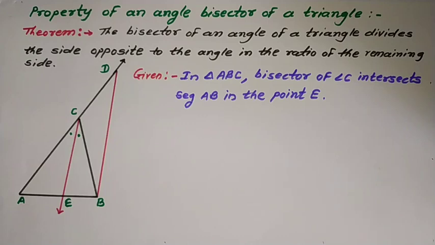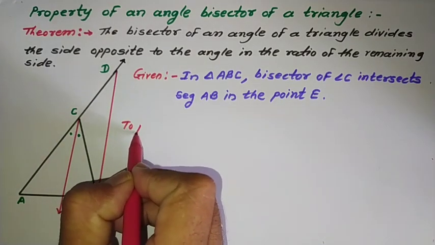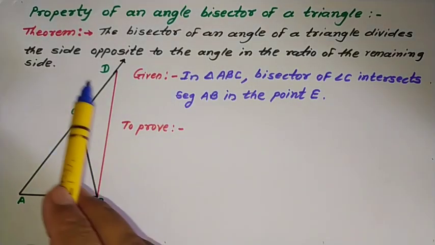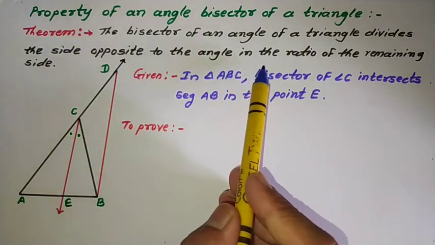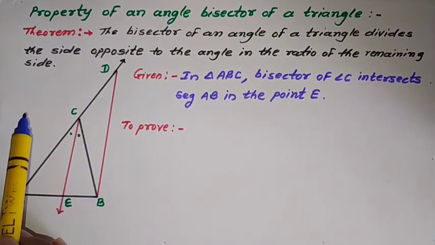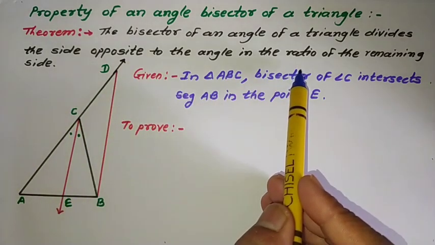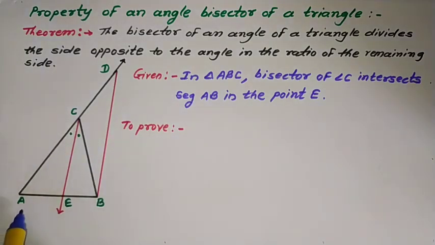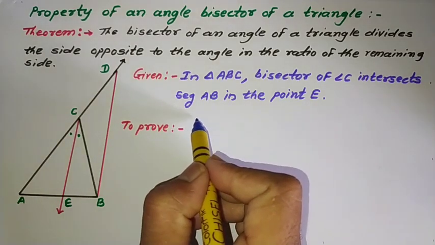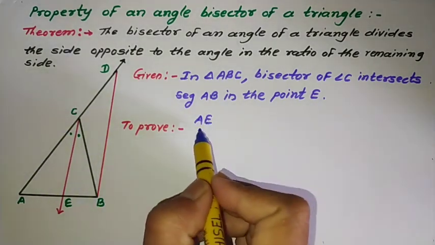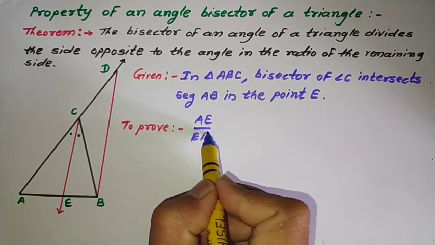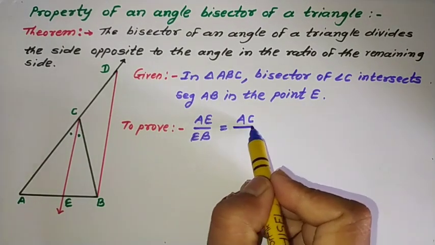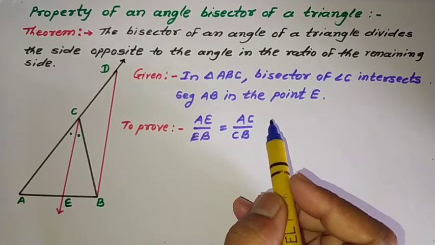To prove: the bisector divides the side opposite to the angle in the ratio of the remaining sides, that is, AE upon EB is equal to AC upon CB.